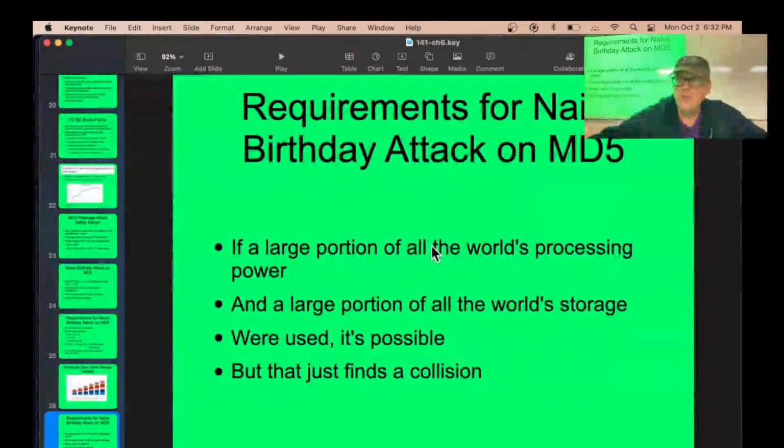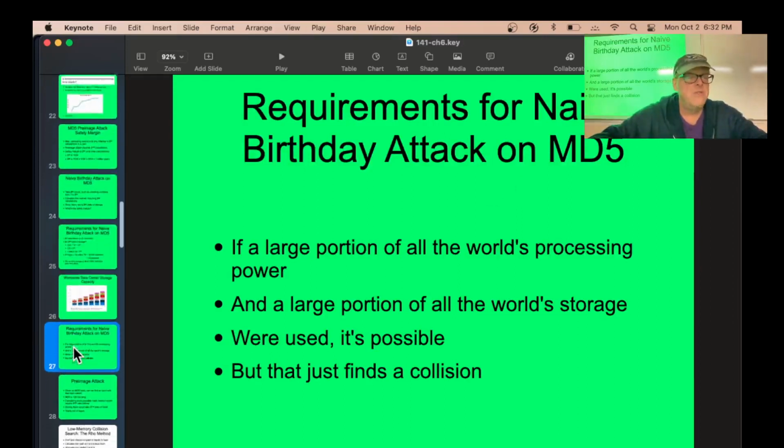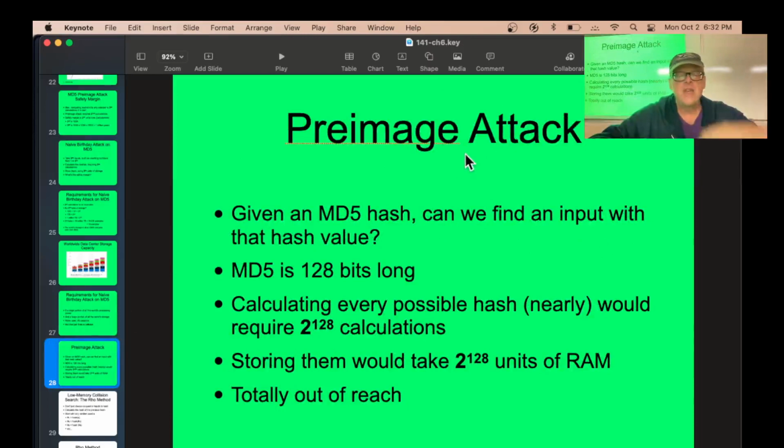If you had a large portion of all the world's processing power and a large portion of all the world's storage, you could make a birthday attack on MD5. So you could perform the naive attack, and you could, by brute force, find an MD5 collision. However, that is not a pre-image attack yet. So you just find a collision. There are much easier ways to find a collision with length extension, but anyway, it still doesn't give you the pre-image. And like I say, the pre-image attack is totally out of reach.